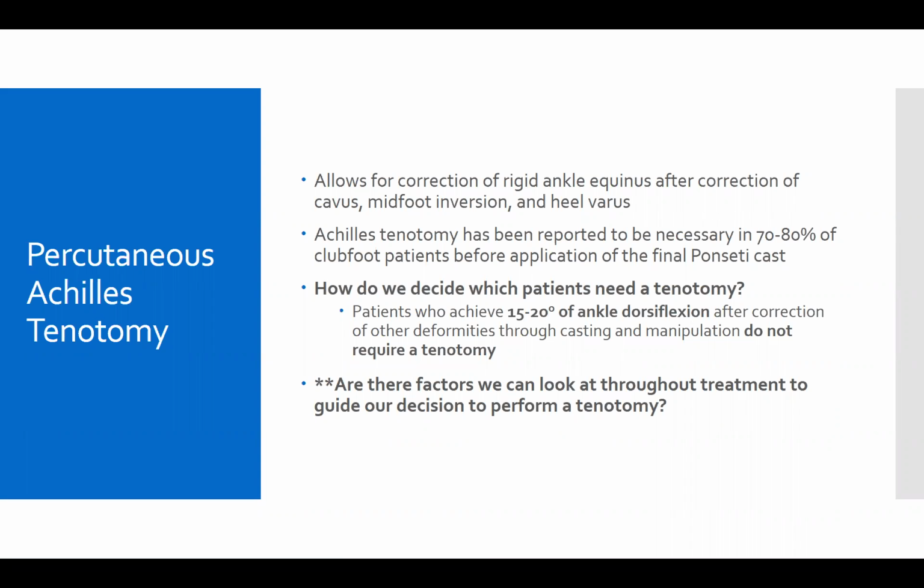So in terms of how we decide which patients need a tenotomy, typically we like to talk about our patients who achieve a 15 to 20 degree ankle dorsiflexion after correction of other deformities likely don't need an Achilles tenotomy. But I was wondering, are there any other factors that we can look at throughout our patient's treatment that can help guide our decision to actually perform this tenotomy? So that's going to be the focus of the rest of the talk today.